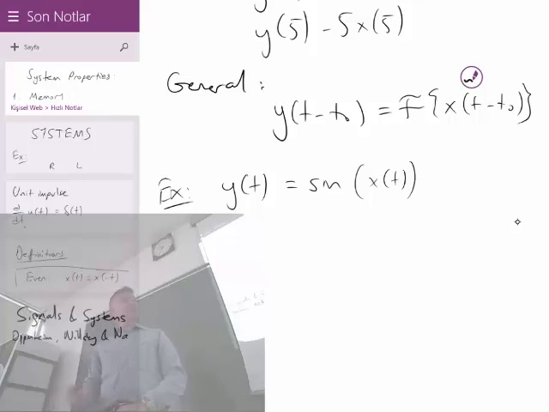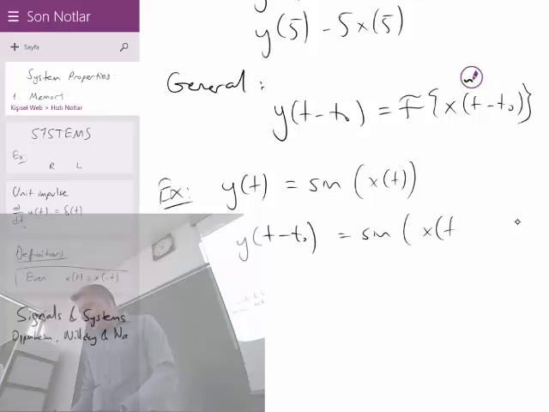Yes, because it's just like the top one, right? The input changes and the output changes. If you can write this, y of t minus t0 is equal to sine x of t minus t0, which is correct by changing t0 only, you immediately have the time invariance. So you put a check.